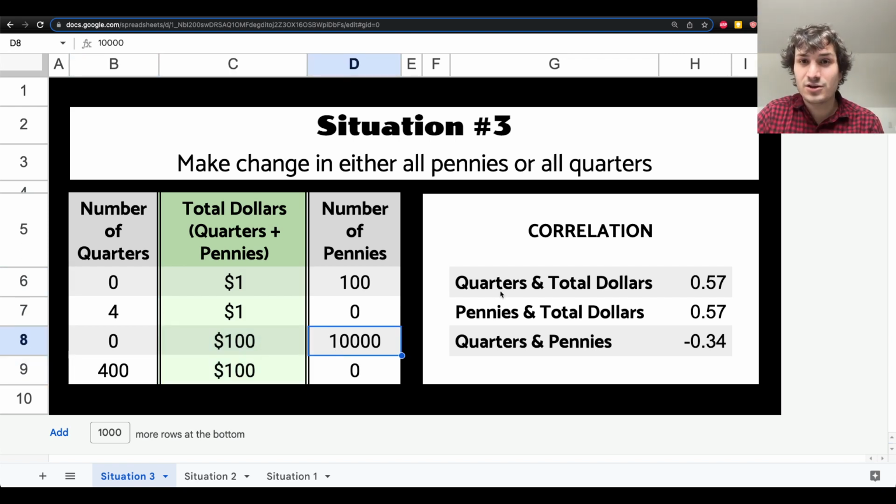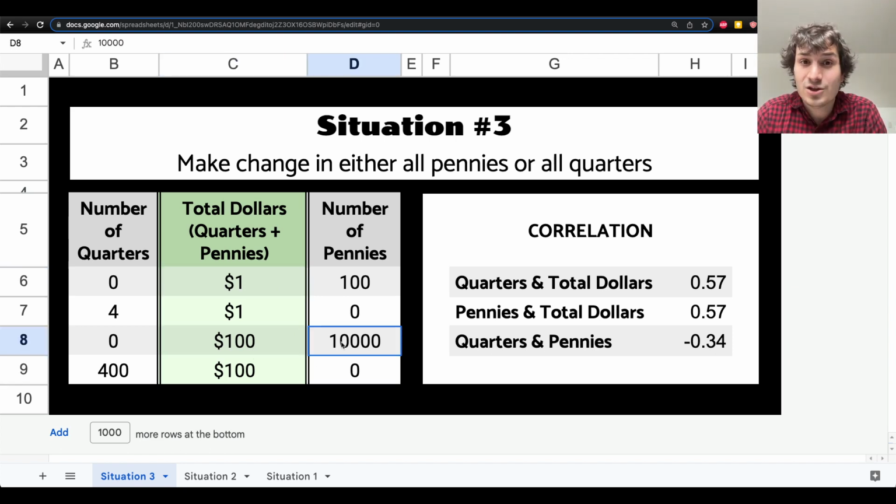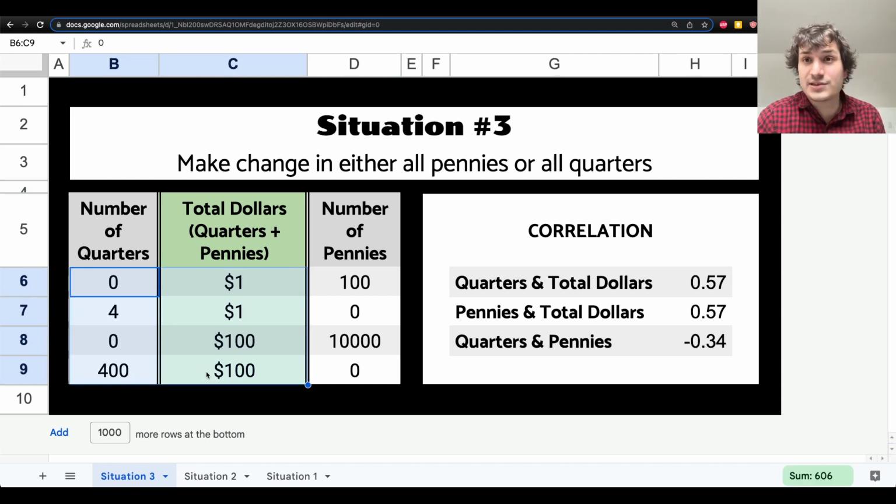And if you look at the correlations, you'll see that quarters and total dollars, and pennies and total dollars, so the correlation between X and Y, or the correlation between Y and Z, these are both very positively correlated, right? If you have a lot of money, if you have $100, you're more likely to have a lot of pennies. Sometimes you'll have 0 pennies when you have $100, but you're more likely to have a lot of pennies with you. So there's a positive correlation there, and the same exact positive correlation exists on the quarter side. It's actually the same thing from the point of view of correlation. So big positive correlation between the amount of money you have and the number of either type of coin.